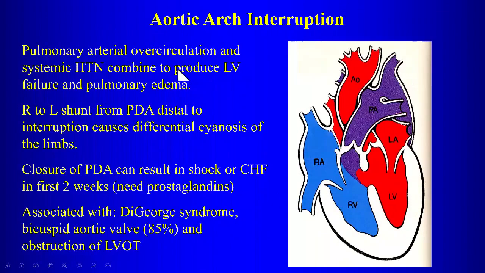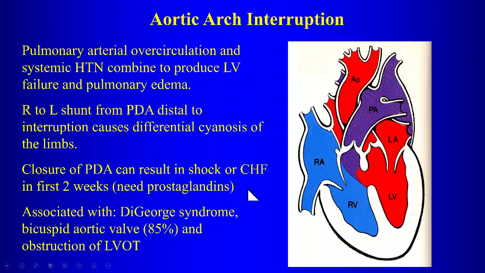So that results in pulmonary arterial overcirculation, systemic hypertension, and that can progress to left ventricular failure and pulmonary edema. Because of right to left shunting across the PDA, there is differential cyanosis. So depending on where the interruption is, the part of the body that is supplied distal to the interruption will be cyanotic. If the PDA closes, that's bad, right?